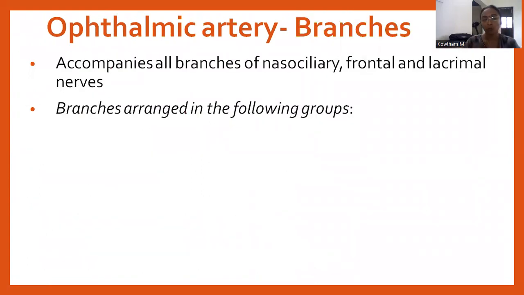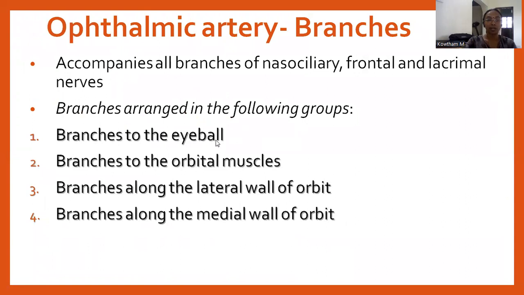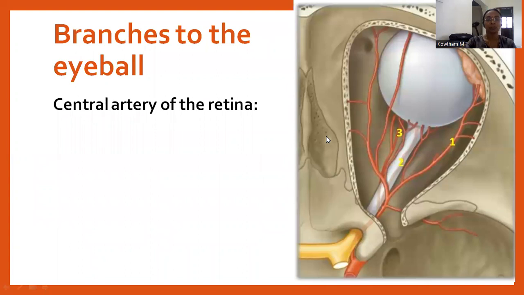Okay, now we are going to see about the branches. Actually, the branches of the ophthalmic artery will accompany all branches of the nasociliary, frontal, and lacrimal nerves. And the branches we are going to read under different headings because they are arranged in the following groups. So the first group will be the branches to the eyeball, then branches to the orbital muscles, then branches along the lateral wall of the orbit, branches along the medial wall of the orbit. First, we will see about the branches to the eyeball.